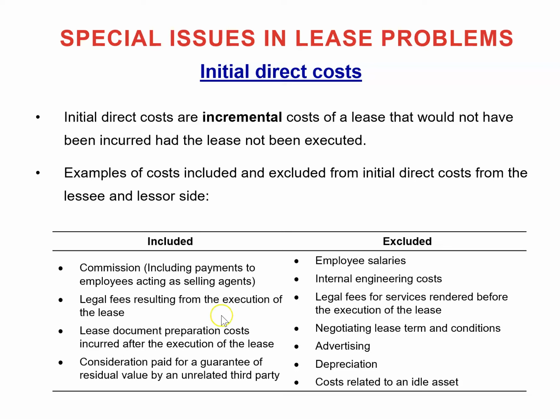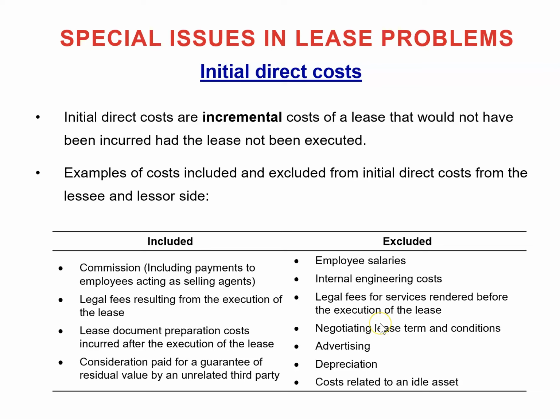For example, you will see here some items that we can consider initial direct costs. What are the initial direct costs the lessee will consider? Commissions or legal fees for lease execution, lease document preparation cost, or consideration paid to a third party who can guarantee the residual value. So those are the items that will be included in the cost of the right of use assets. But remember, these initial direct costs we don't include as part of the lease liabilities.